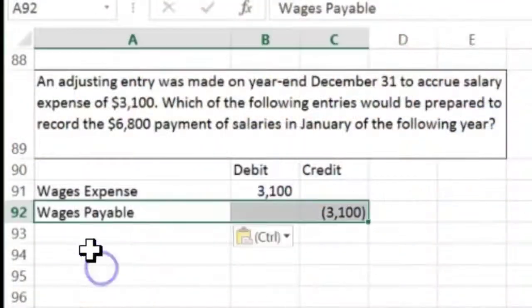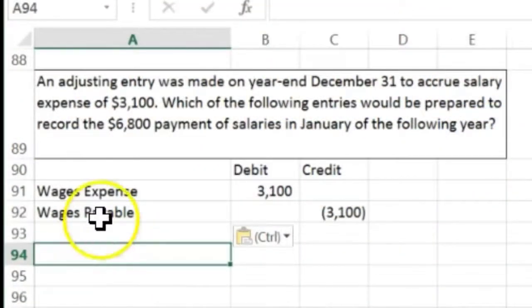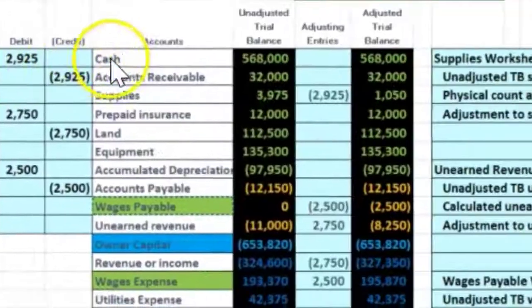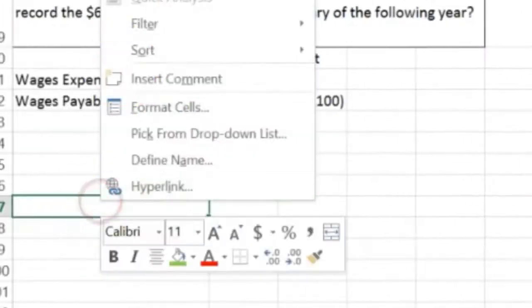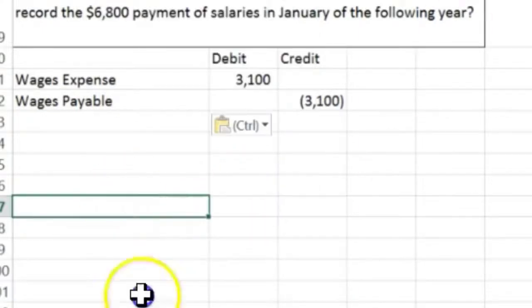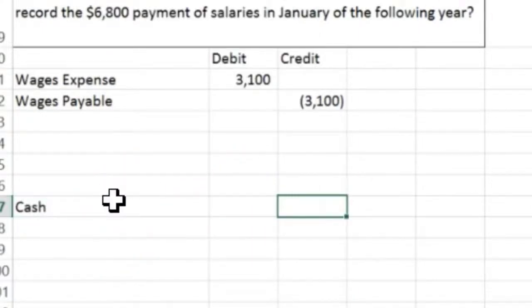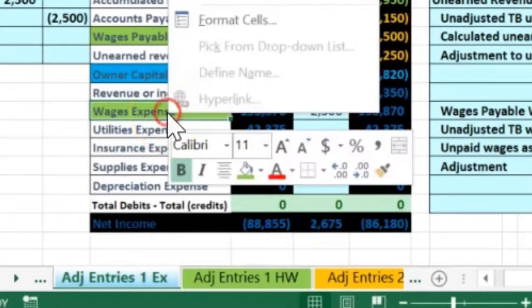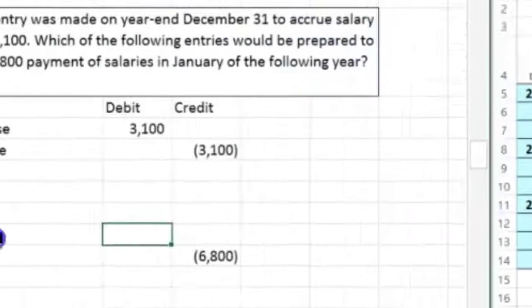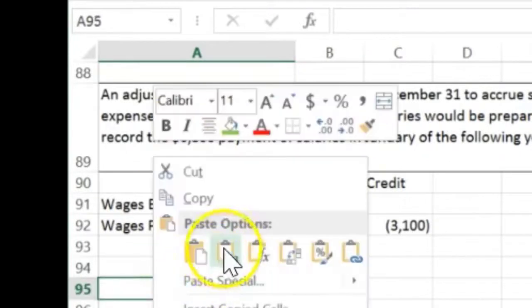So when they process the payroll, they're going to pay the $6,800. When they pay the $6,800, what usually happens? We would credit cash, because cash is going to go down. So we're going to credit cash for $6,800. And then we would normally debit the wages expense. I'll put that up top.